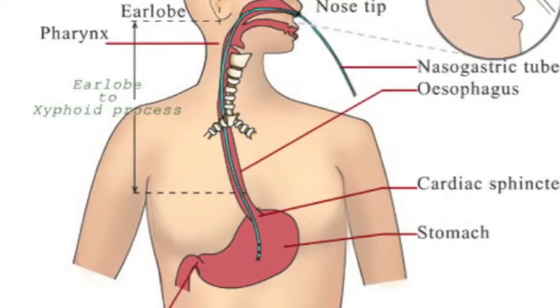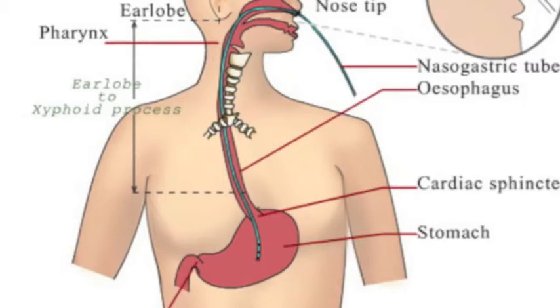Alright, so we put it in. Did we confirm placement? Yes. How? pH. Okay, say placement confirmed via pH. Did you record the pH number? Yep. pH is what? 2.